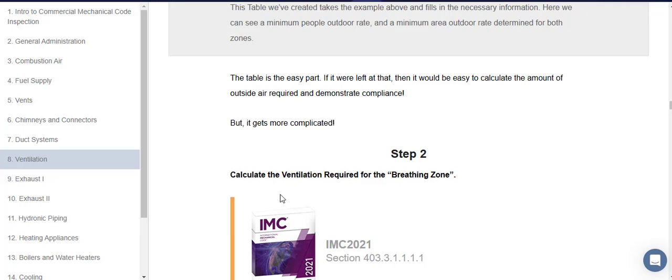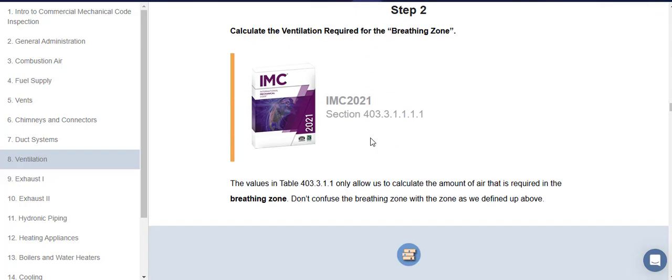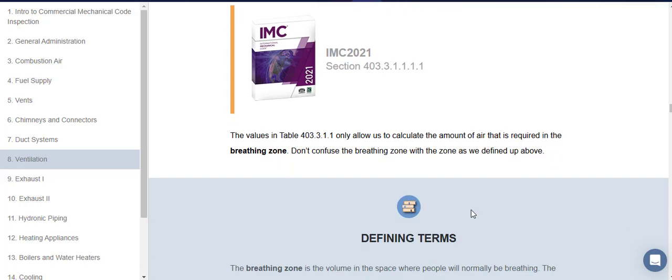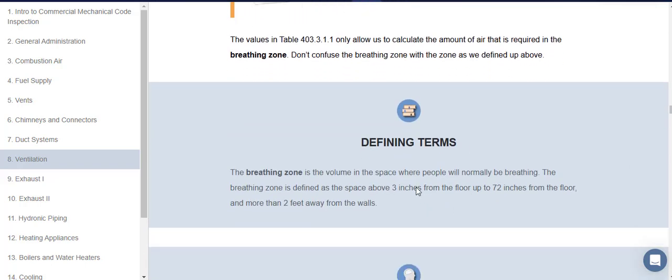Step number 2, calculate the ventilation required for the breathing zone. This is International Mechanical Code 2021, section 403.3.1.1.1.1. The value in table 403.3.1.1 only allows us to calculate the amount of air that is required in the breathing zone. Don't confuse the breathing zone with the zone as we defined above.